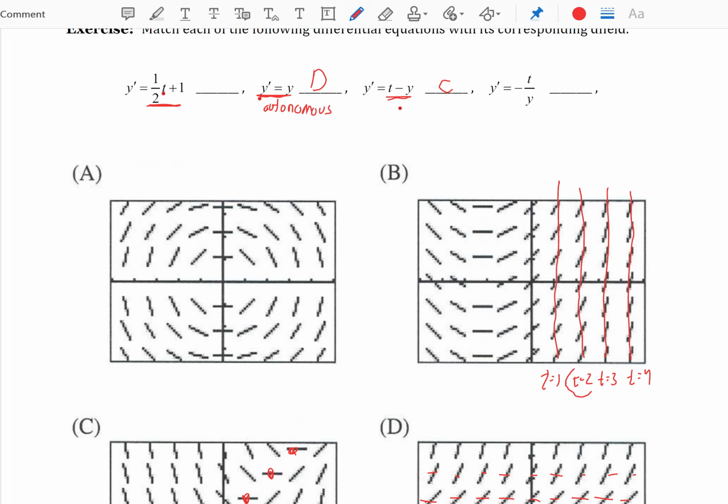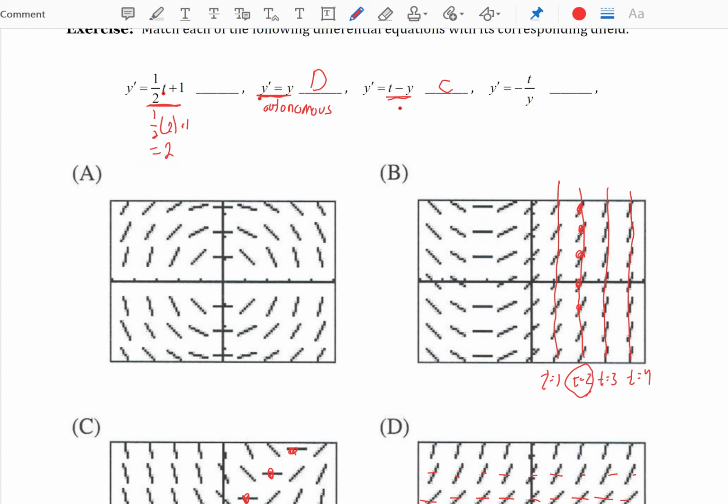Let's look at t equals 2 for a moment. If t is equal to 2, yes, all of these have different y coordinates. That's true. But along t equals 2, when you plug in 2, these are always going to have a slope of, well, it'll be 1/2 times 2 plus 1. These will always be 2. The slopes are always 2. The slopes are a little steeper.